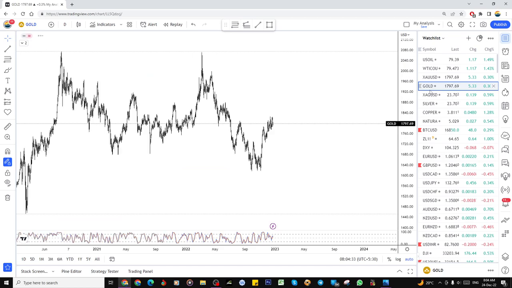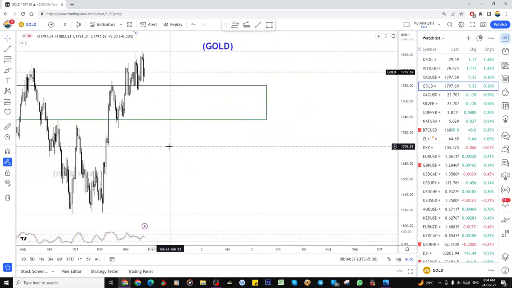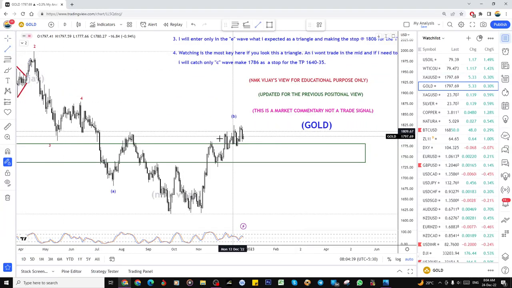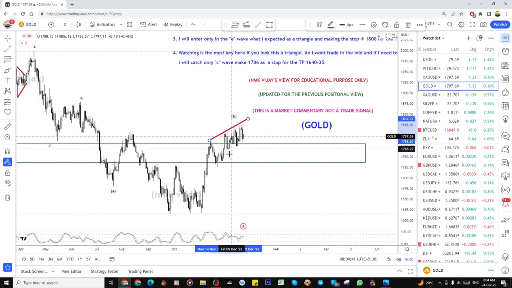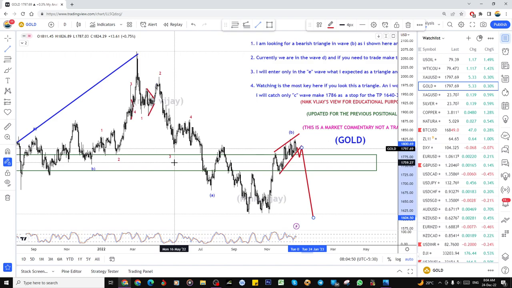So in gold, same, the wedge pattern. Wait for this to break. In that New Year, I think I already informed you, just go through the previous video also. In 2023, maybe my target can achieve $1,400 or $1,450.